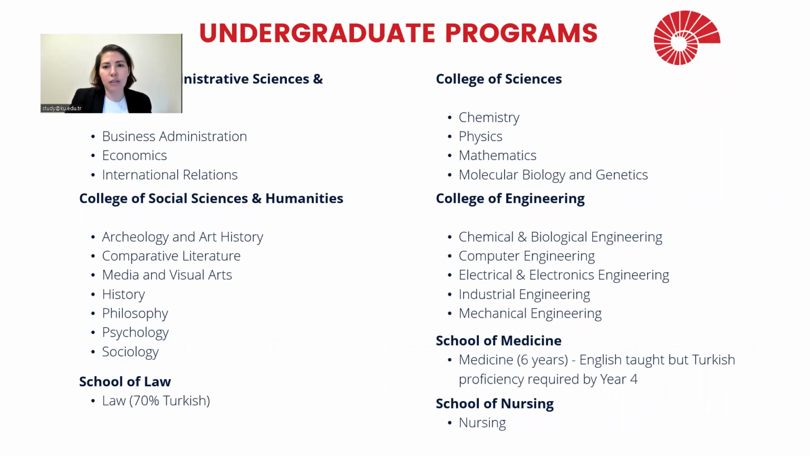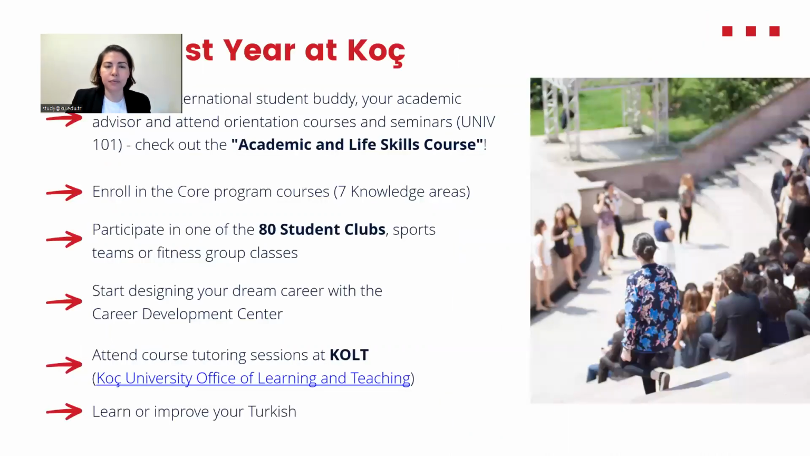I'm going to show you here very briefly the list of colleges that we have. So we have 7 colleges, and under each college, they offer undergraduate programs that are, as I said, in English with a duration of 4 years, with the exception of medicine, which is 6 years. And you do need to learn Turkish after you enter the program, and learn Turkish very fast, in order to start to join all of the clinical activities of the program. But all of the other programs are taught in English.